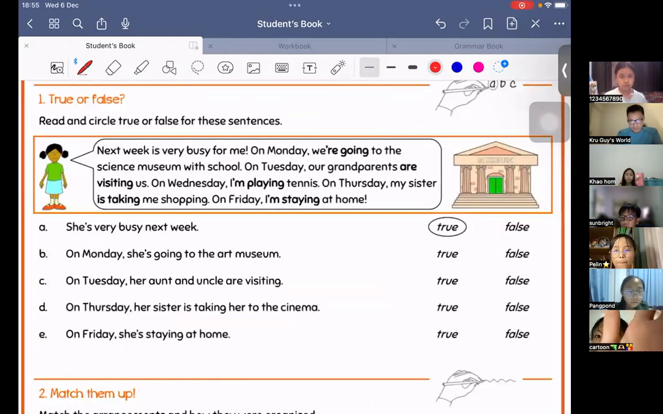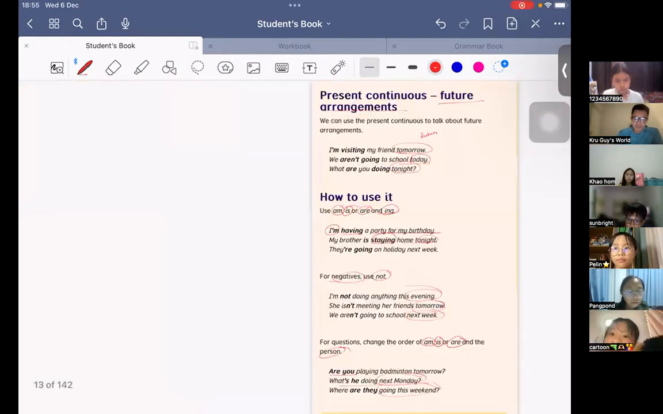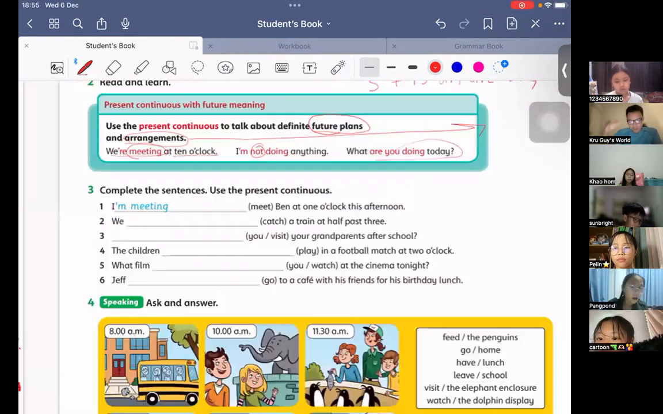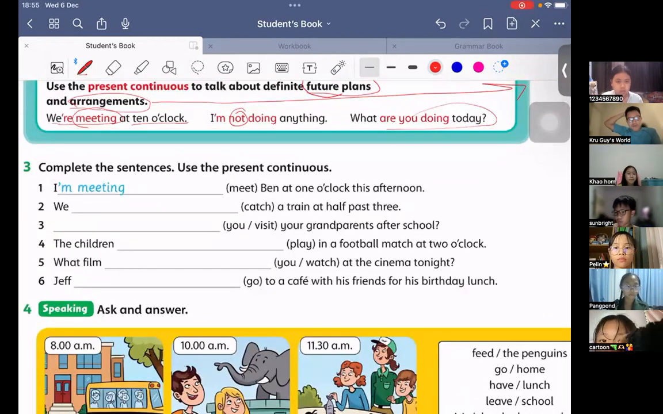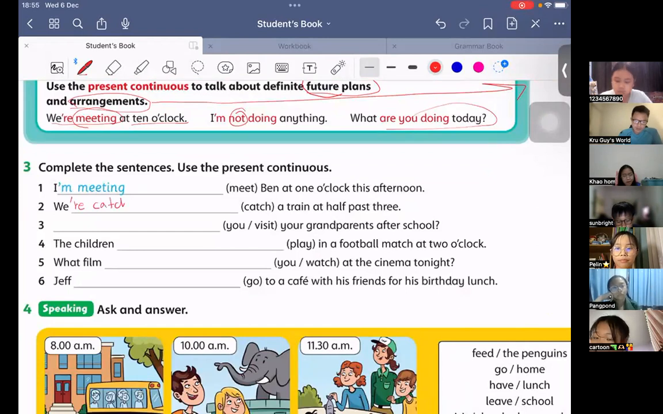Now, before that, we can look at the book first. I'm going to read number one for you, okay? I'm meeting Ben at 1 o'clock this afternoon. Can you look at number two for me, please? We are catching a train at 3:30. Very good. We're catching a train at 3:30.